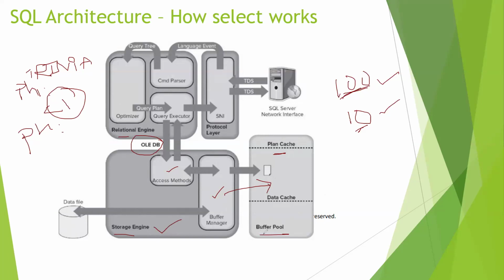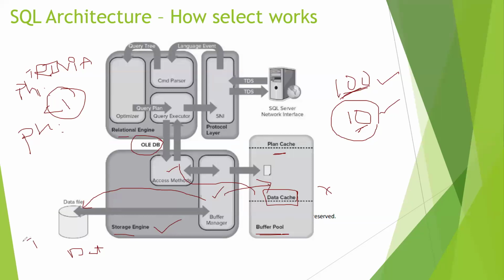That is your buffer pool where we store the data pages, so the data cache. It checks whether the page is available, whatever pages I require, are they available in memory or not. If the pages are available, then it creates a result set and sends it back to the query executor through the access method. Let's say these pages are not available in memory, then the buffer manager will send a request to the disk. That is your data file.